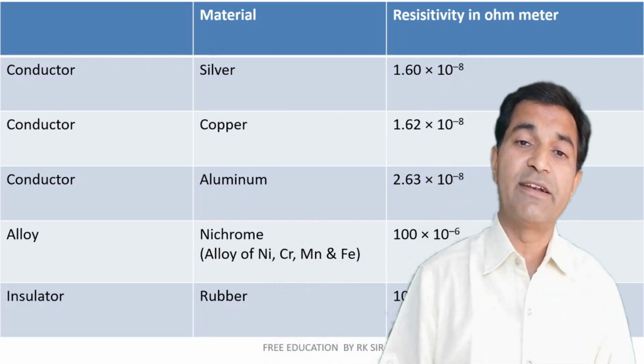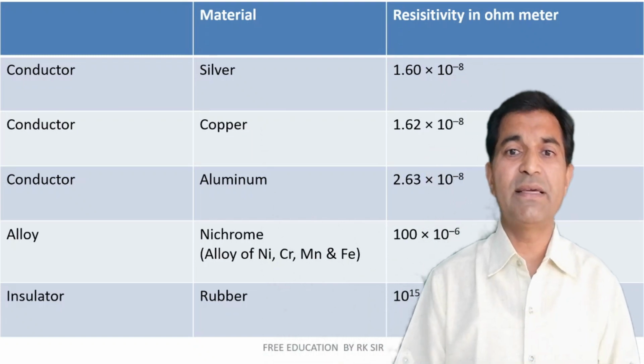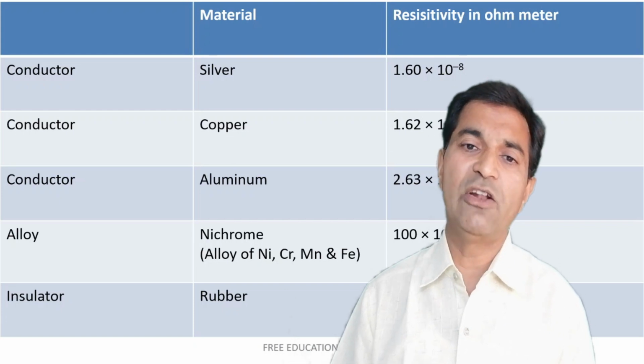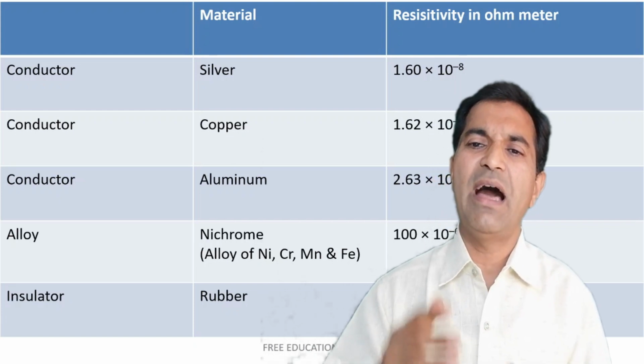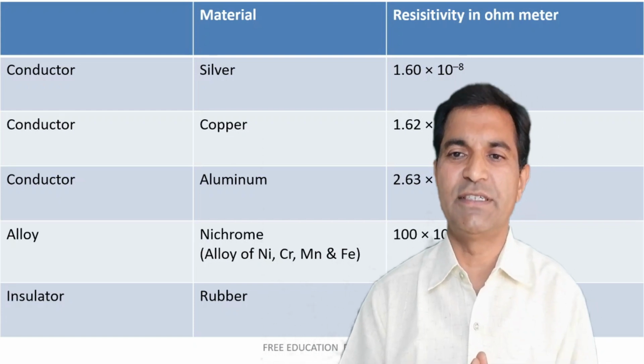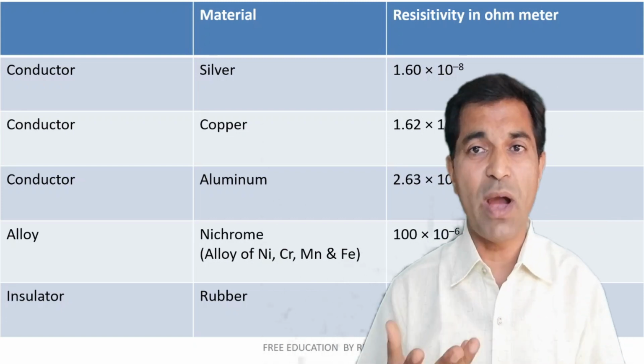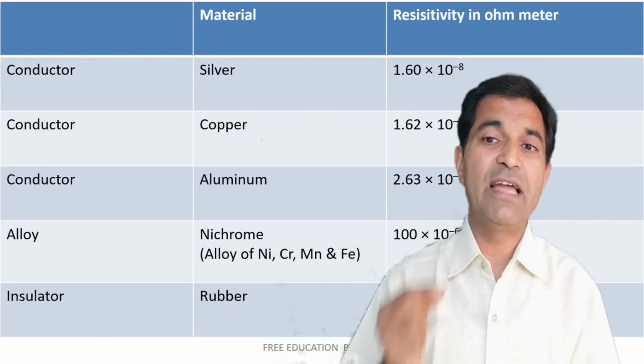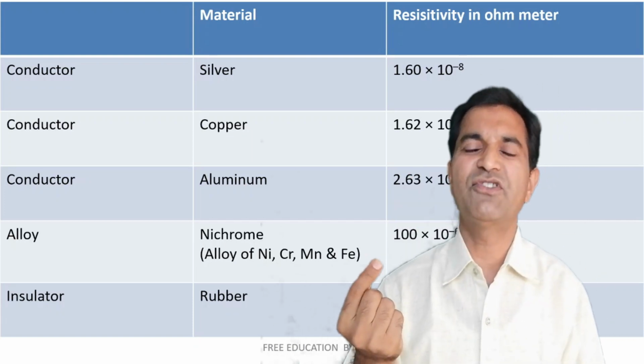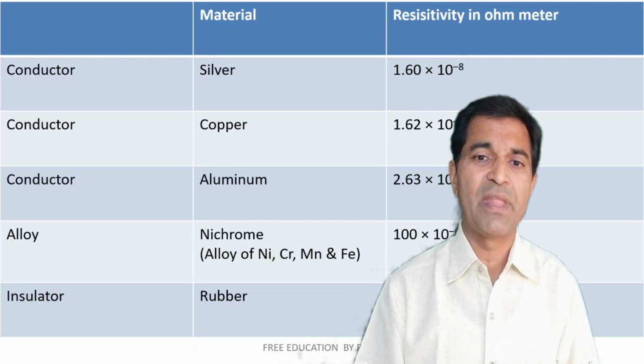Now let us see the resistivity. You can see that there are three conductors: silver, copper and aluminum. Silver and copper are having almost similar resistivity, so it's better to use copper than silver, right? Cost will be quite low, very low. At the same time, there isn't a very high difference of resistivity.